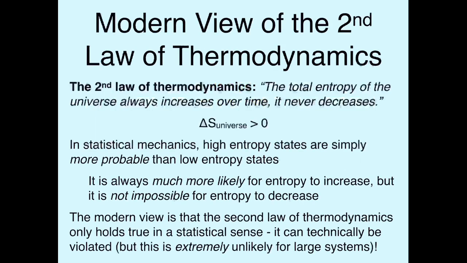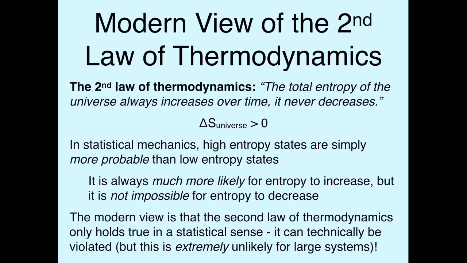So this takes us to the modern view of the second law of thermodynamics. Remember what we originally said about the second law of thermodynamics. It's the idea that the total entropy of the universe increases over time. It doesn't decrease. So delta S for the universe is always going to be something positive. It's never going to be something negative, indicating the entropy is going down.